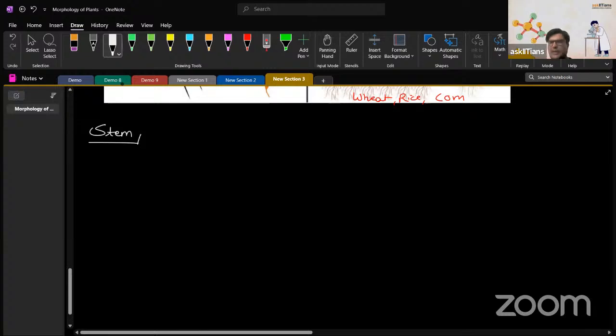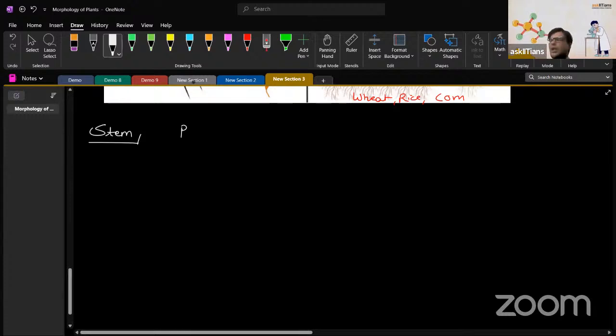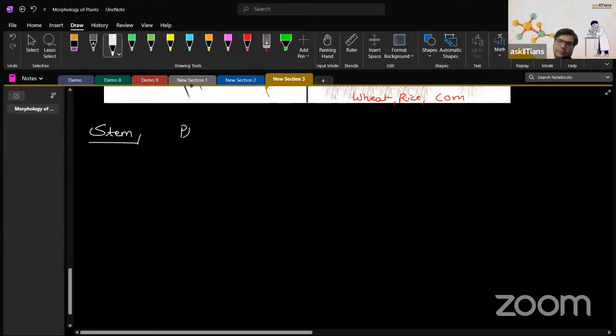Okay, guys, stem is basically the part of the plant present above the ground, right? It is the axis of the plant which contains the branches, the leaves, the flowers, and other things, right? It develops from the plumule. There are two parts, obviously, of the seed, radicle and plumule. There are cotyledons as well. But the main thing is the plumule is going to form the stem, just like the radicle was responsible for forming the roots.